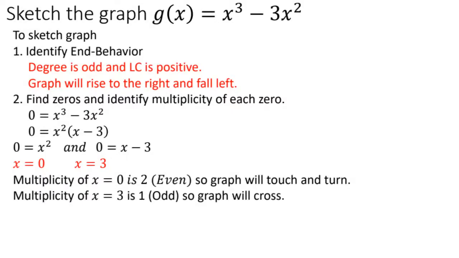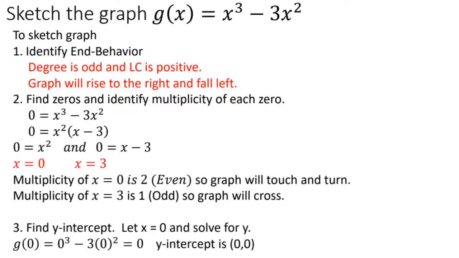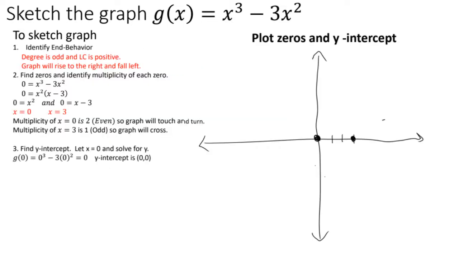What about our y-intercept? Can we find out what our y-intercept is? Hopefully it's easy to see that if x is equal to 0, we end up with 0, right? So we have our y-intercept at 0, 0. Let's go ahead and start graphing, okay?